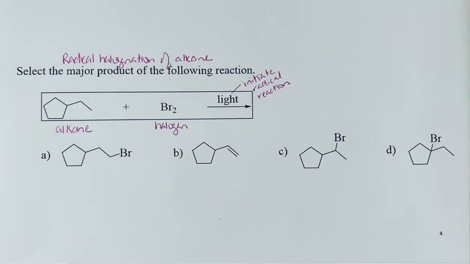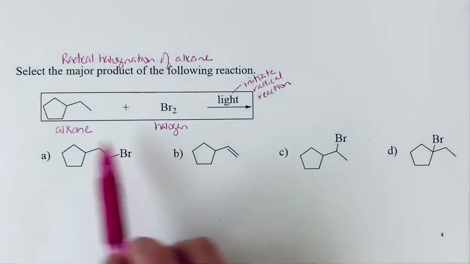And this is really the only reaction of alkanes that we know. Alkanes are very unreactive because we don't have any leaving groups on there, we don't have any pi bonds, and it's a very nonpolar molecule, so really not very much that can occur.